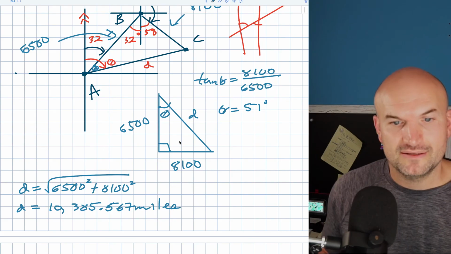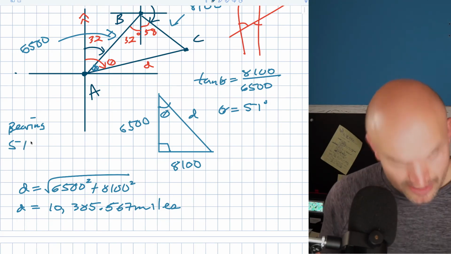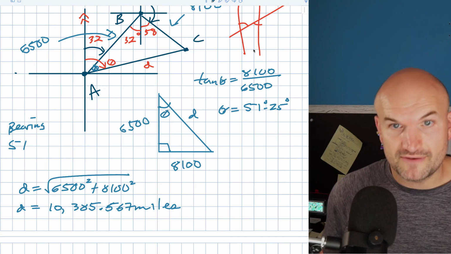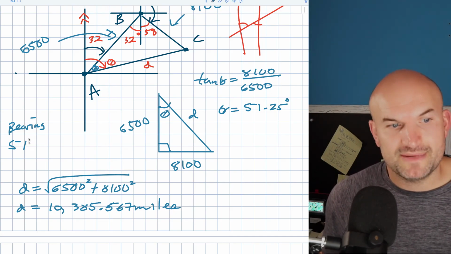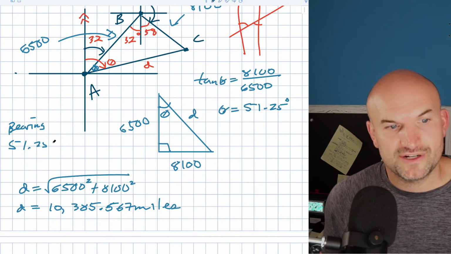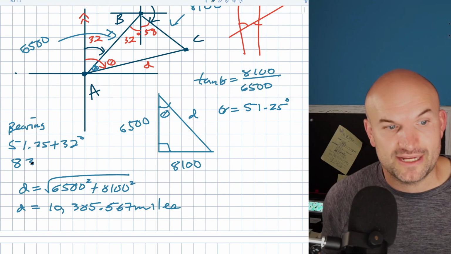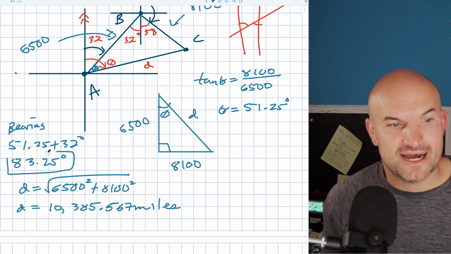So the bearing is going to be 51.25 degrees plus 32 degrees, which is now going to give me 83.25 degrees. That is going to be my bearing.